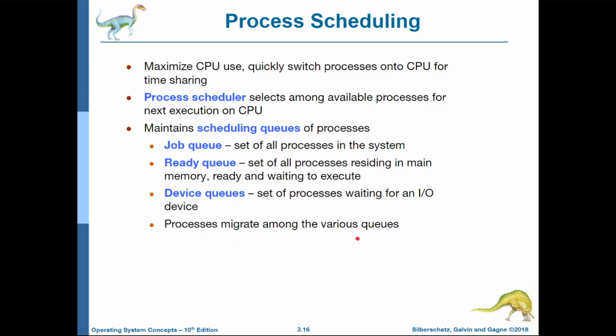Processes will migrate between the various queues, and this will be done by the process scheduler, as well as other activities. So, for example, the process scheduler moves a process from ready to run. The system call moves a process from running to wait. The exit system call will move a process from running to terminate, etc. And hardware interrupts can move processes from a wait state to a ready state.